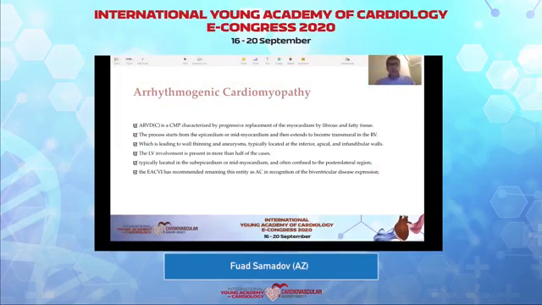Arrhythmogenic cardiomyopathy is characterized by progressive replacement of the myocardium by fibrous and fatty tissue. This process starts from the epicardium or mid-myocardium and then extends to become transmural in the right ventricle, leading to wall thinning and aneurysms typically located at the inferior, apical and infundibular walls. The LV involvement is present in more than half of the cases and is often confined to the posterolateral region. It is recommended to rename this entity as arrhythmogenic cardiomyopathy in recognition of the biventricular disease expression.